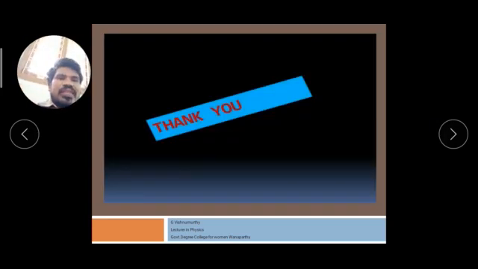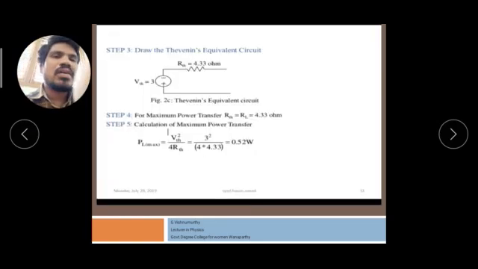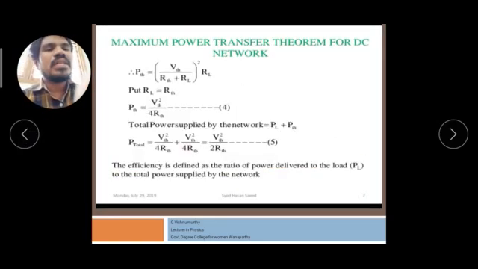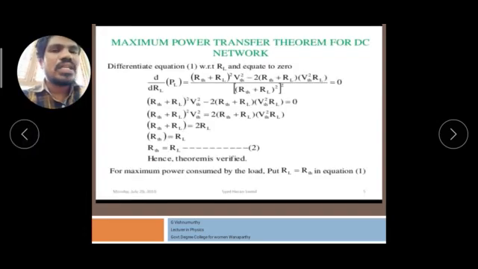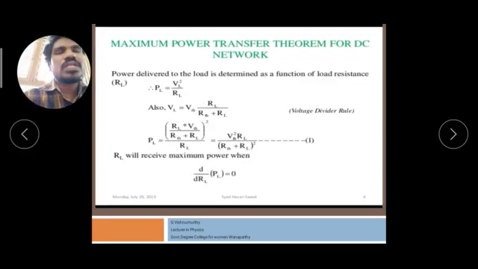So thank you very much. These are the three important theorems in network circuits: Thevenin's theorem, Norton's theorem, and the maximum power transfer theorem.